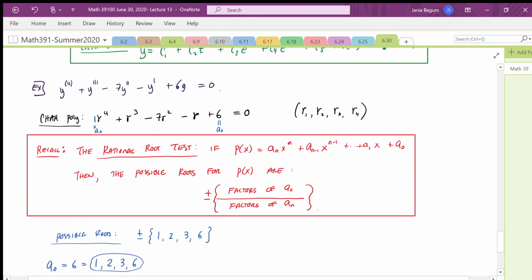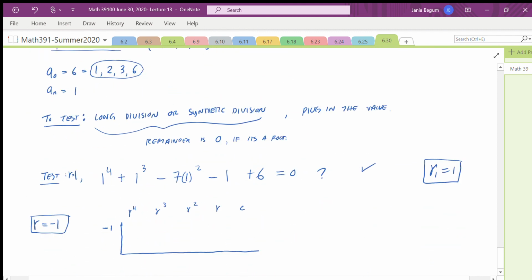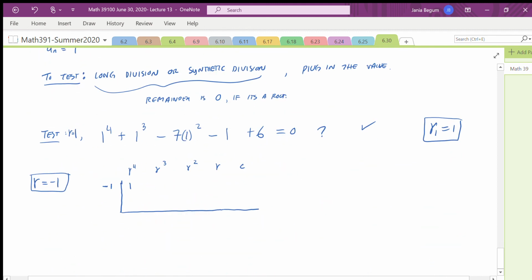So we have 1, 1, -7, -1, and 6. I place the coefficients over there, and now I'm going to bring down the first coefficient and multiply it with my root. I multiply this one with -1. That gives me -1, so I place it right here. And then I just repeat this process and add them up.